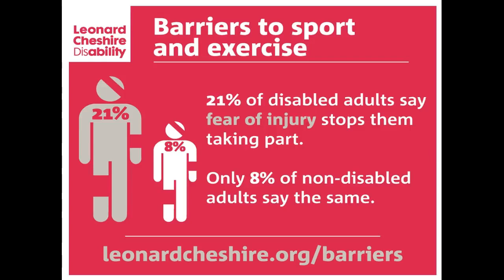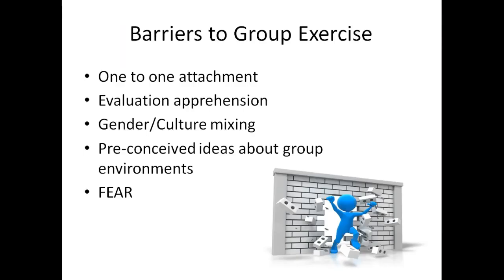Disabled people have a fear of getting injured, whereas only 8% of the normal population, the so-called normal population, will say the same. 20% of the disabled community will fear getting hurt. So it's worth remembering that. So, barriers to group exercise.